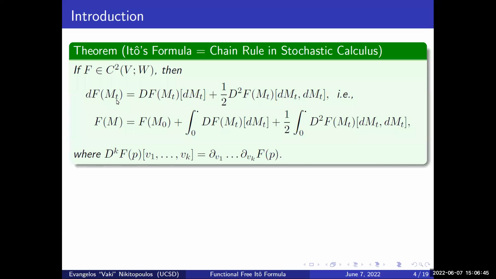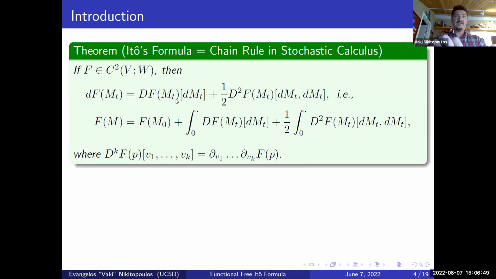f of m in terms of the first derivative plus 1/2 the quadratic covariation integral of the second derivative. And I've written here the notation for the Fréchet derivative, the kth Fréchet derivative, in terms of directional derivatives.